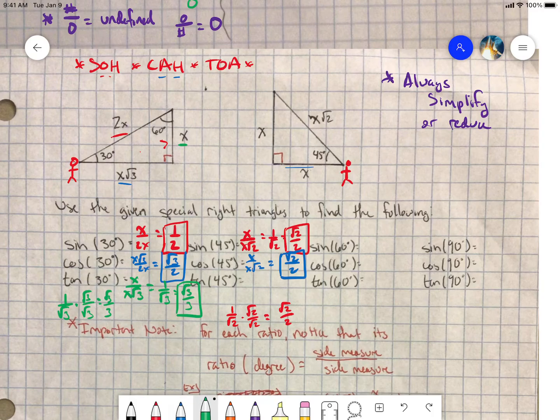And then what about tangent of 45? What do you guys think it'll be? Anyone? Anyone? Doing all right. So who can tell me?